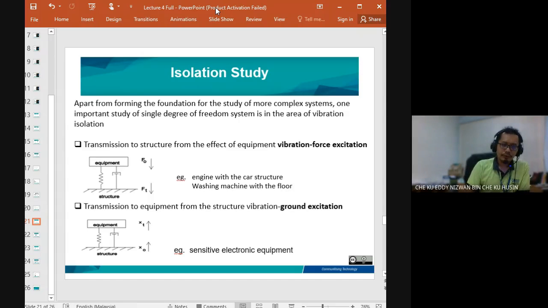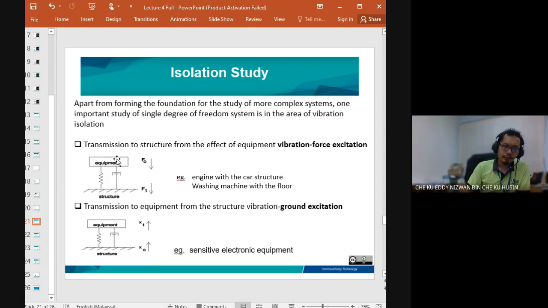Okay, so actually there are a lot of factors to be considered. Either you control the speed or you control the properties of the structure. So the first example is the transmission to a structure, which is under vibration force excitation. So we want to reduce the force transmitted.